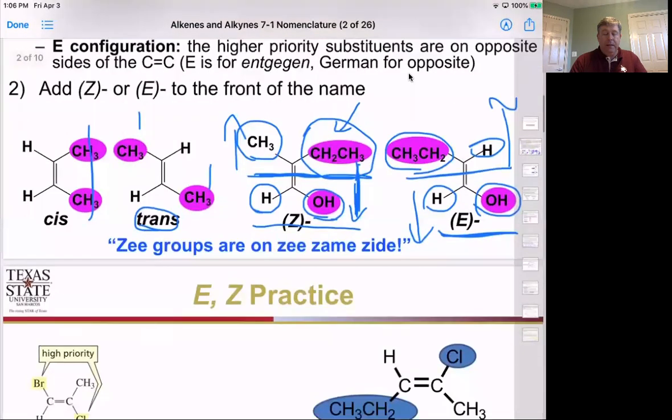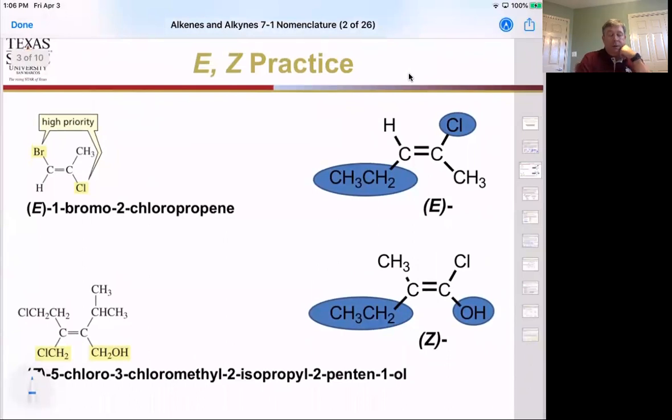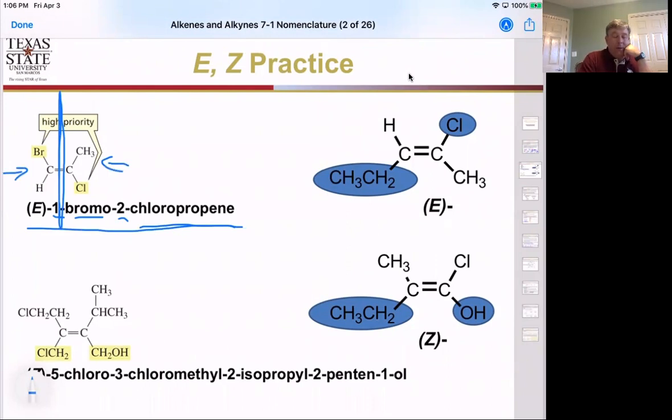Okay, let's do that again with some other different materials right here. So if we're looking at this compound right here, which is the 1-bromo 2-chloropropene, we're gonna again cut the double bond in half and look at one side first and then look at the other side next, okay? So now we have a total of 3 substituents plus a hydrogen. So we have 3 non-hydrogen substituents, 1, 2, 3.